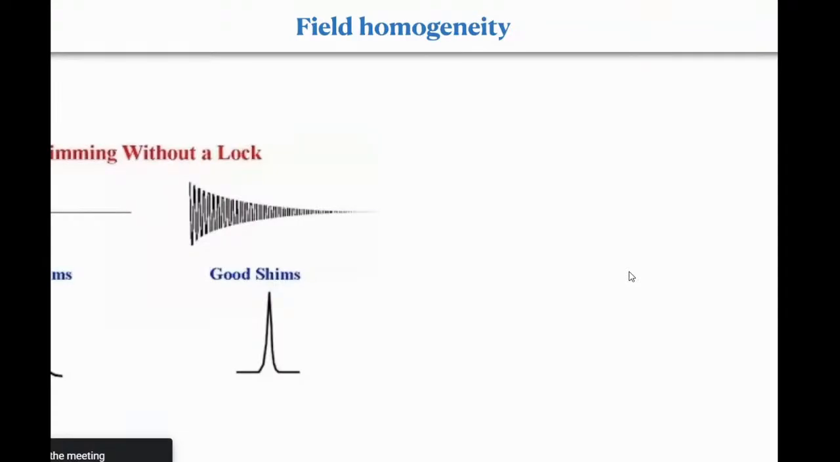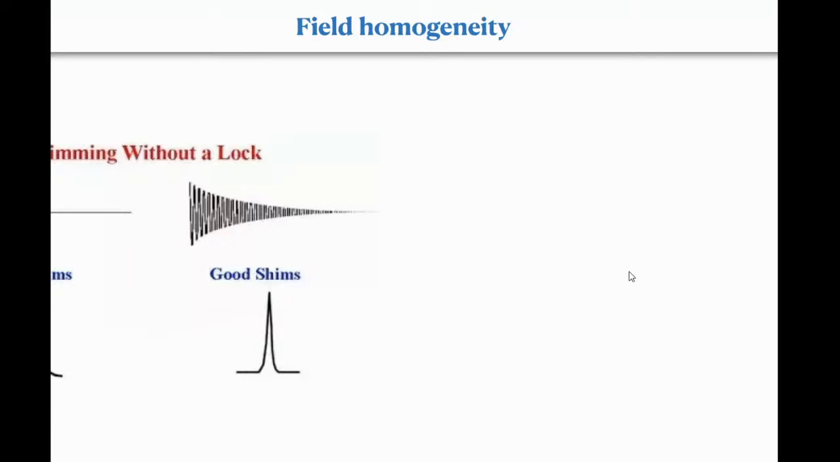The field homogeneity is maintained by what is called shimming, which uses certain other coils in the bore of the magnet through which we pass current. Even after paying so much money, we will probably not get the exact 5 centimeters of very homogeneous magnetic field. If the homogeneity is bad, you will get a signal that decays very fast, your free induction decay very fast.